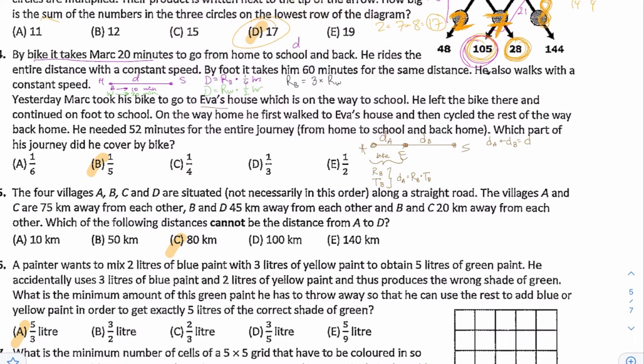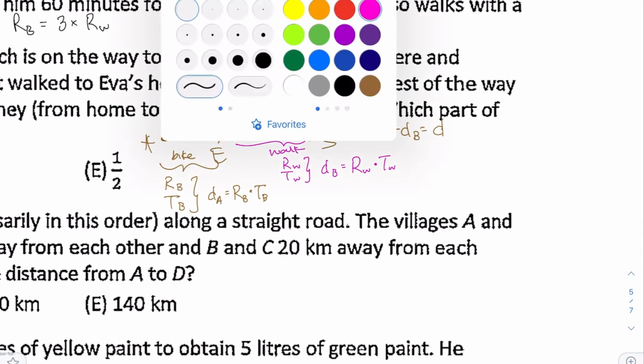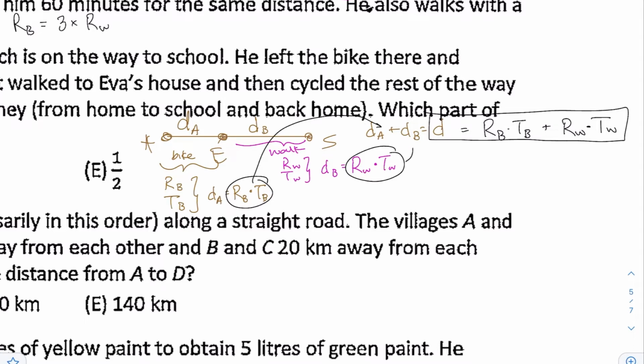So to walk, you'll be taking a walking rate times the time to walk. If you multiply them together, D of B will be equal to the rate of walking times the time for walking. And now we have D of A plus D of B is equal to the distance. So that would be RB times the time to bike plus RW times the time to walk will be equal to the total distance. Once you just substitute in here and here.